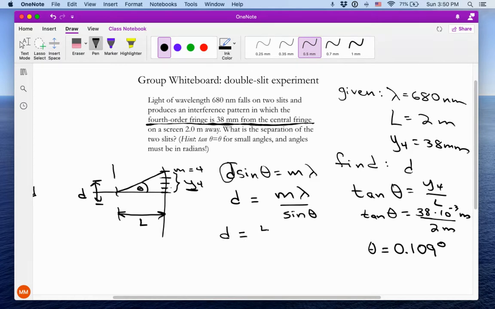So here my m is equal to 4 times my wavelength, 680 nanometers, divided by sine of 0.109 degrees, and I end up with d is equal to, when I multiply through, I'm going to get 570 nanometers.